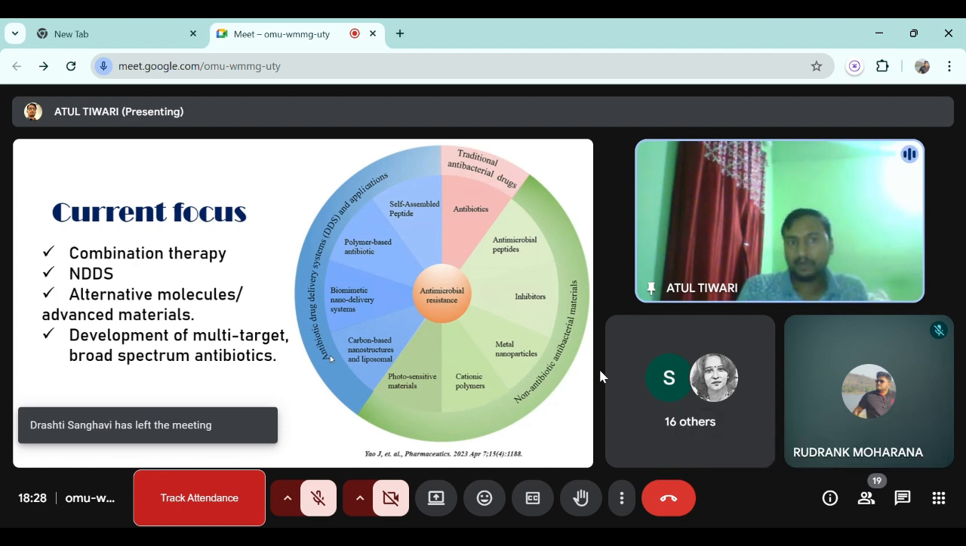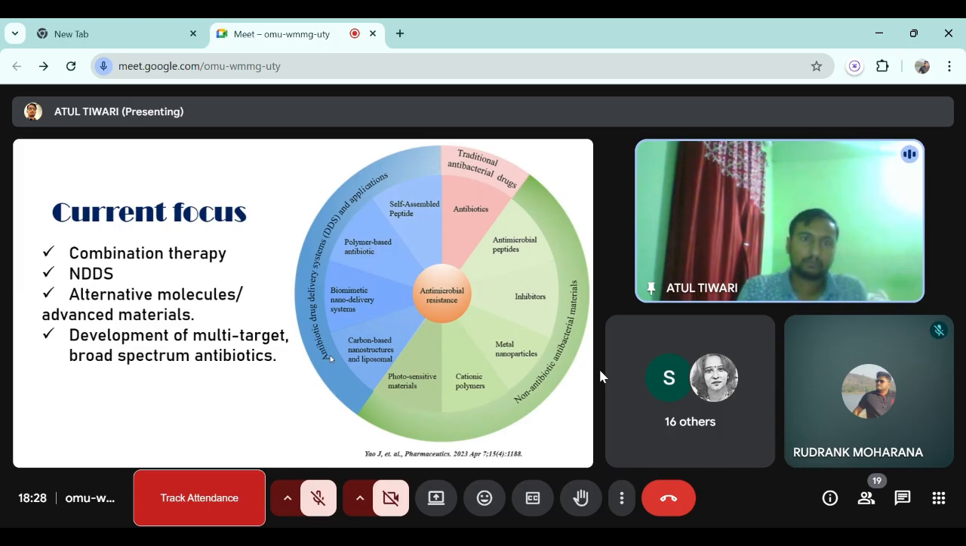And third could be alternative molecules and advanced materials, because due to the advancement in synthetic chemistry and the involvement of artificial intelligence, advanced materials can also be used as an antibiotic. And fourth and most challenging task is the development of multi-target broad spectrum antibiotics.